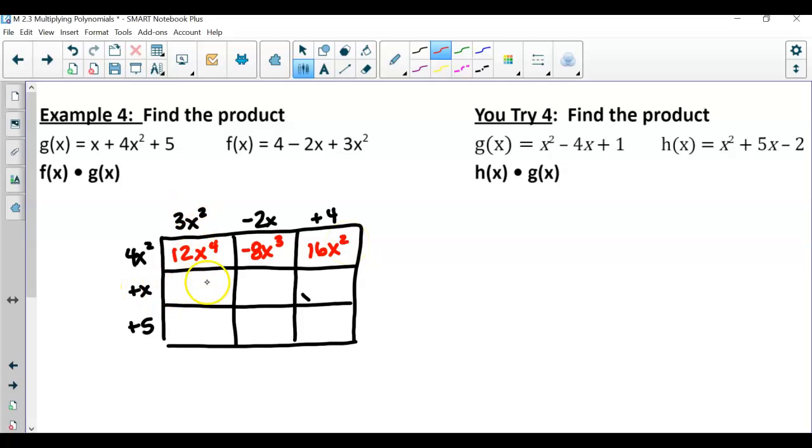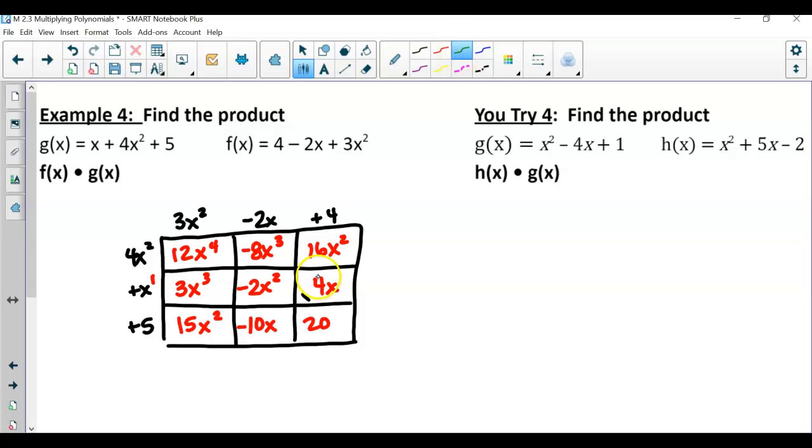Now the next row, 3x squared times x, 3, now x cubed, because remember that has an exponent of 1. Negative 2x times x, negative 2x squared. 4 times x, 4x. Last row here, 3x squared times 5, 15x squared. Negative 2x times 5, negative 10x. Then 4 times 5 is 20.